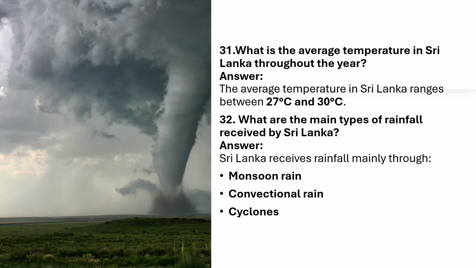What are the main types of rainfall received by Sri Lanka? Sri Lanka receives rainfall mainly through monsoon rain, convectional rain, and cyclones.